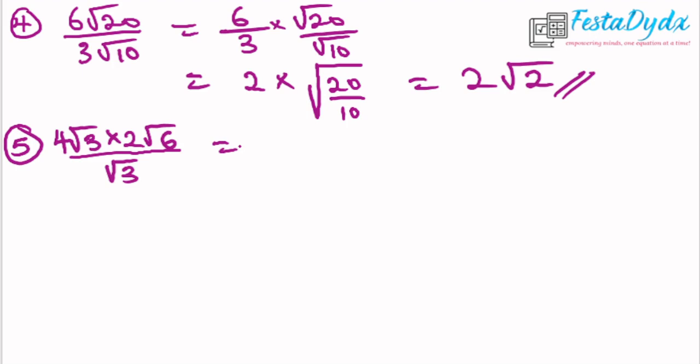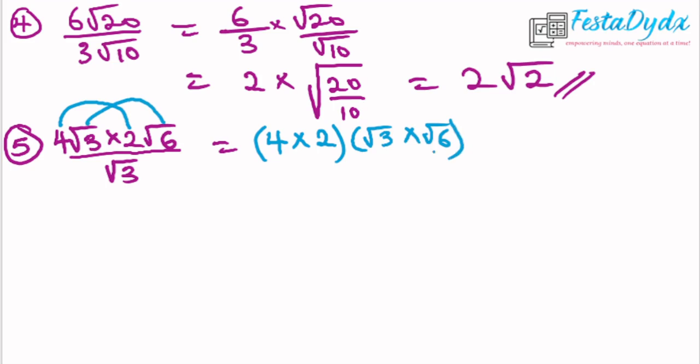So now let's start. For the multiplication, just like the division, whole number to whole number, surd to surd. So that way we're going to be multiplying the numerator, whole number to whole number, surd to surd. So the whole number here is 4 and 2. So we're going to say 4 times 2. We'll put it in a bracket, then we'll have the surd in bracket also. For the surd, we have √3 times √6. Then our denominator will have √3.